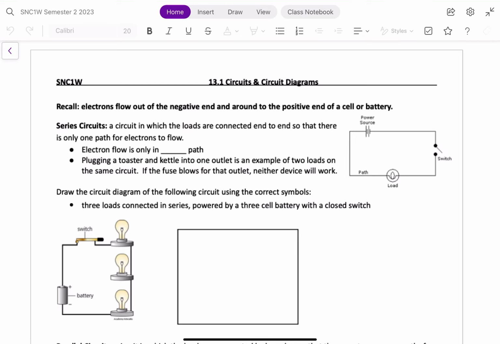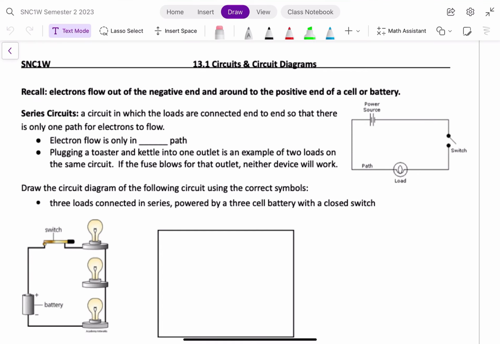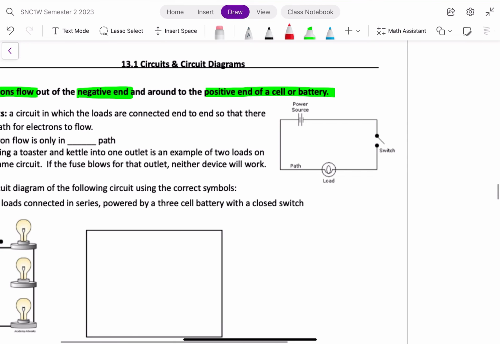Everyone. Today we're going to be looking at 13.1, looking at circuits and drawing circuit diagrams. So remember from our very first lesson in chapter 12, we learned about current, electricity, and that has to do with electrons flowing in a circuit. And when we're taking a look at a circuit, electrons will flow out of the negative end and it'll go around the entire circuit and back into the positive end into that same cell or battery.